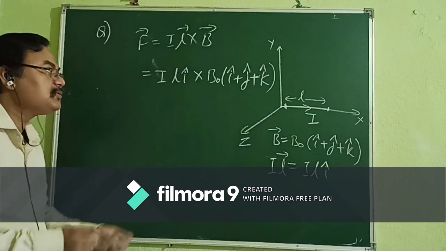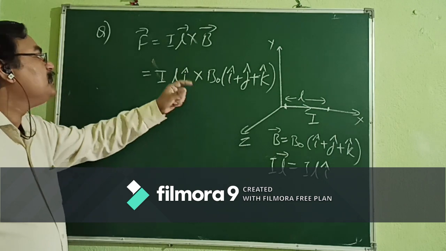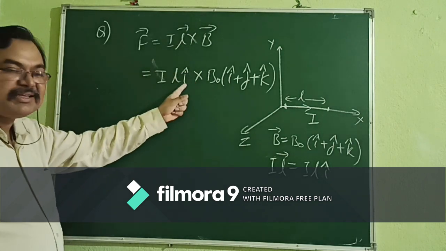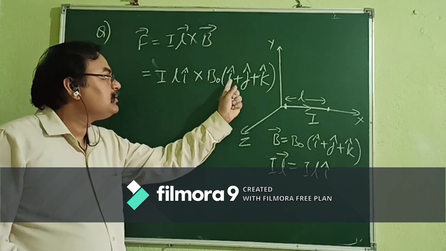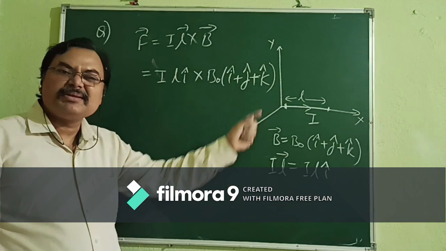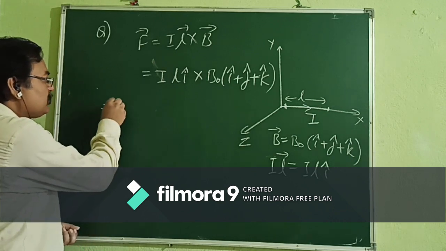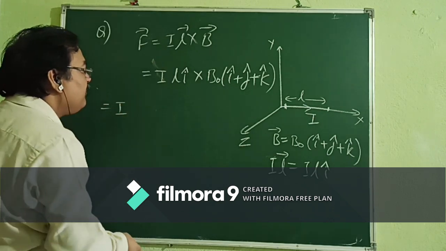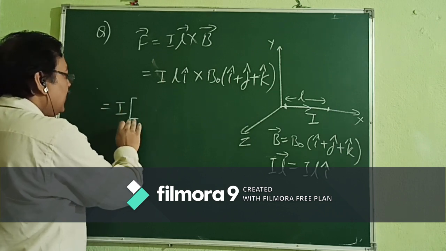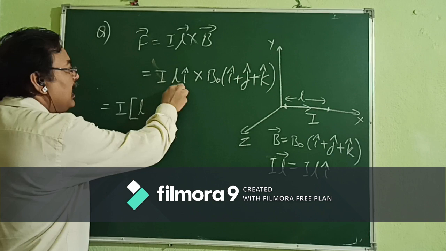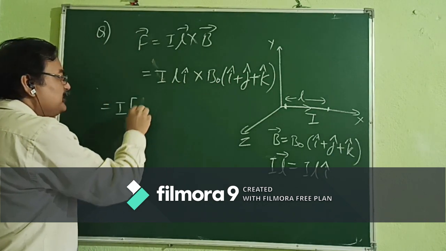Now in order to find the force, we know the formula is F = IL cross B. So IL we can write in this form using I cap, and B naught times (I cap plus J cap plus K cap). Now we need to take the cross product. While taking the cross product, we can keep I outside, and we can take this L. I cross I is 0, so we have 0 right here.